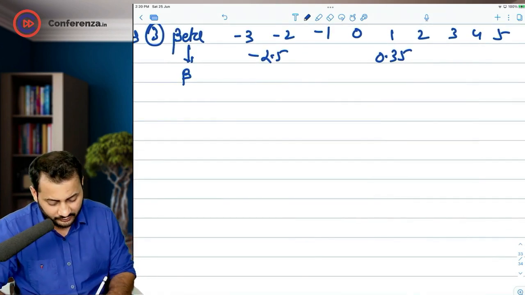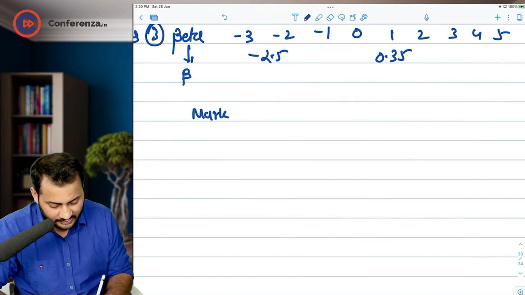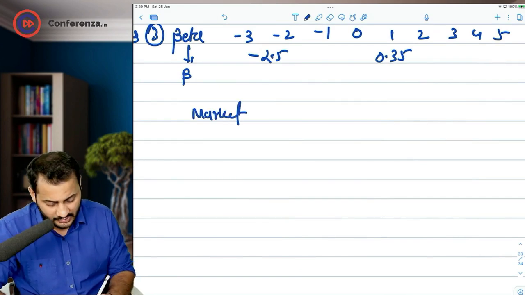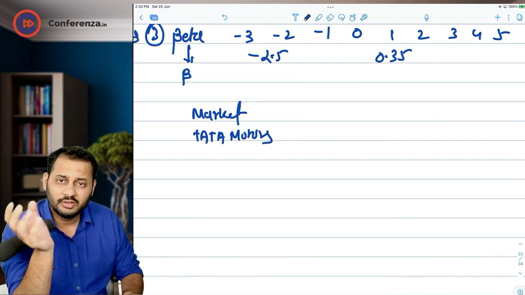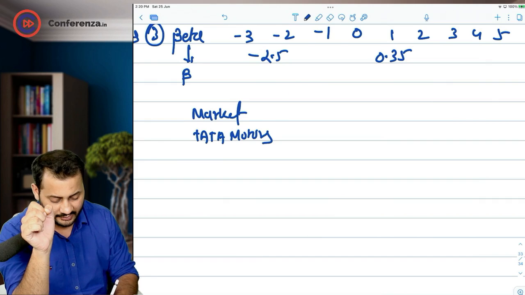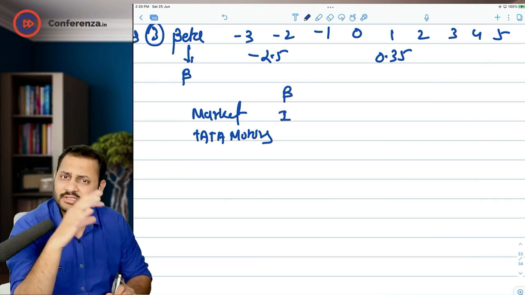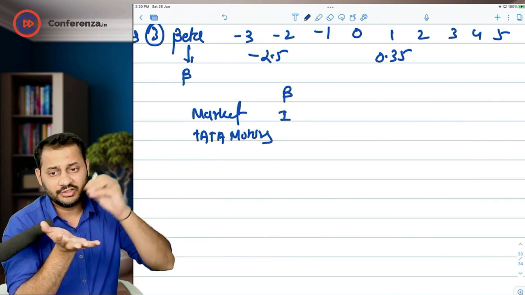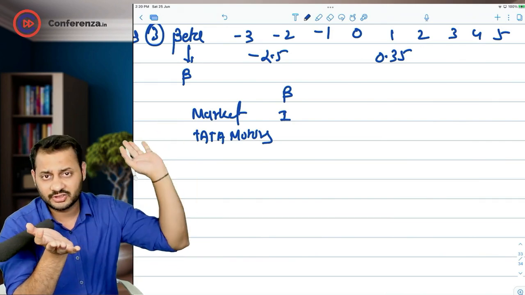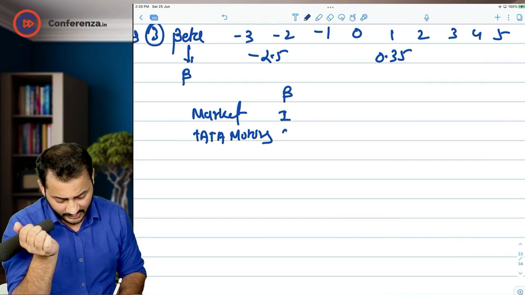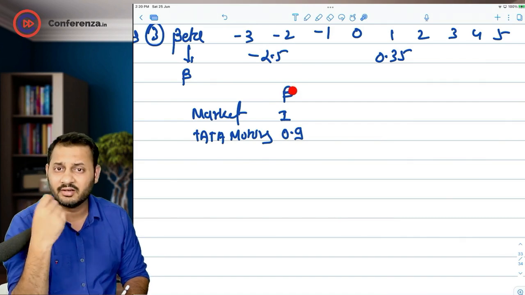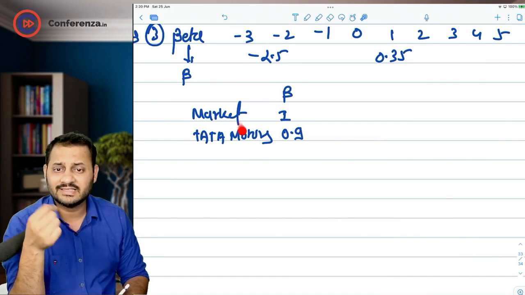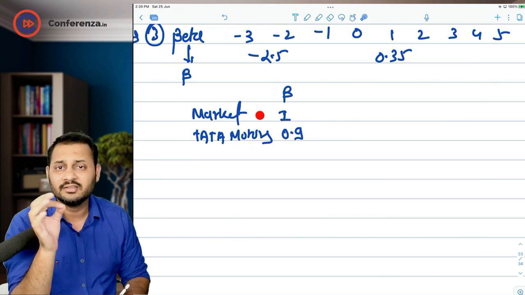Let's say, for example, I invest in the entire market, the equity market, and I also invest in one of the shares, that is Tata Motors. By default, the beta of the entire market is 1. That is the base with which we are going to compare every other stock. And let's say that the beta of Tata Motors is 0.9. What does that mean? First of all, beta means risk.